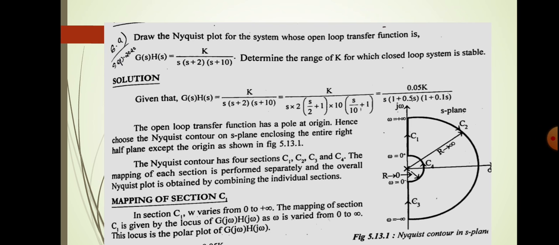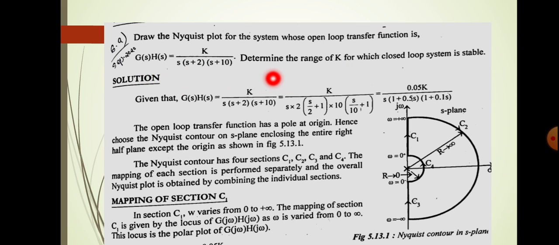First of all, the first question is: draw the Nyquist plot for the system whose open loop transfer function is G(s)H(s) = K divided by s(s+2)(s+10). Determine the range of K for which the closed loop system is stable. This question was asked in the KTU examination, in the supplementary examination September 2020.